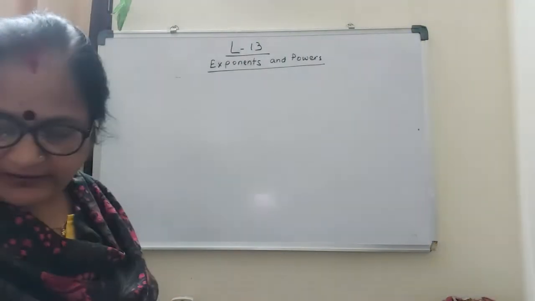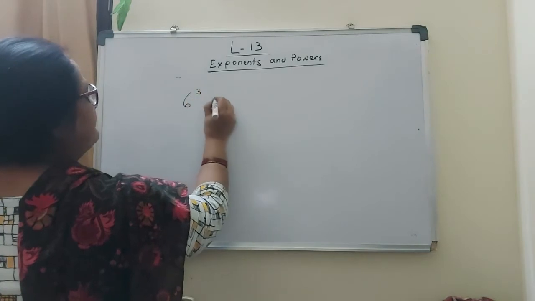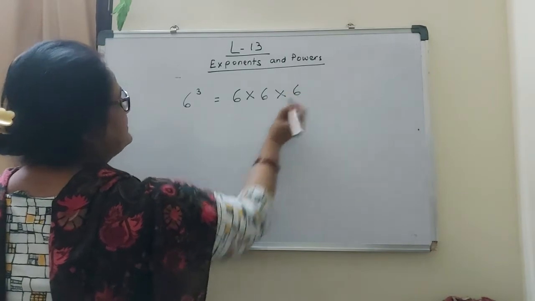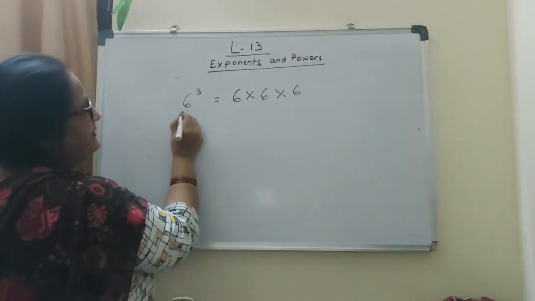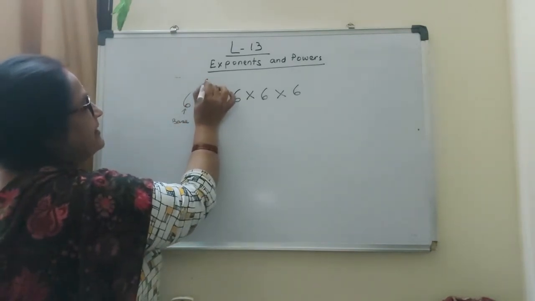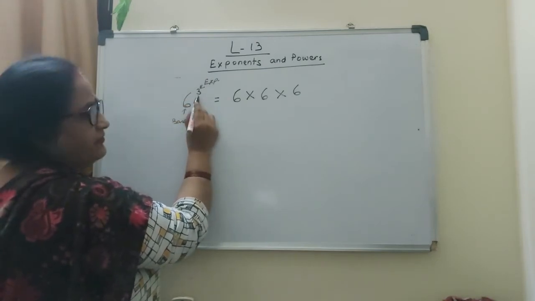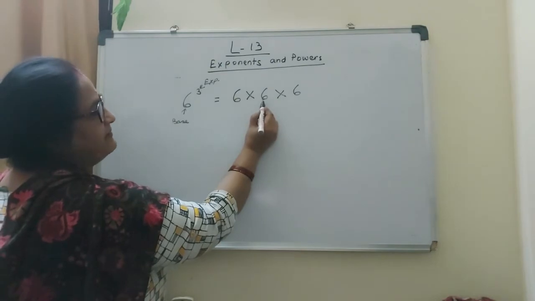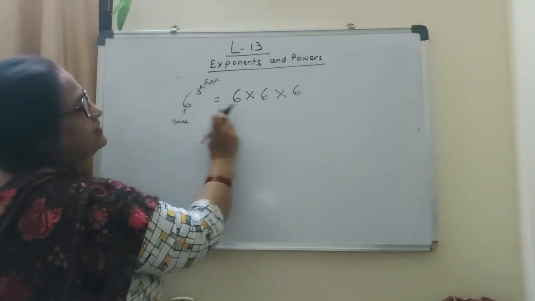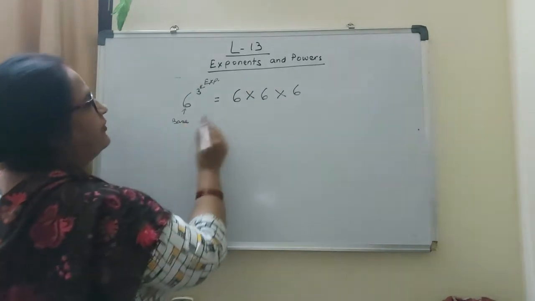Now let me give you another example. Same way, 6 raised to the power of 3 is 6 multiplied by 6 multiplied by 6. 6 is the base. This is the exponent. Base is multiplied how many times? 3 times. So I get 6 multiplied by 6 multiplied by 6. So this is the exponential form of this number.